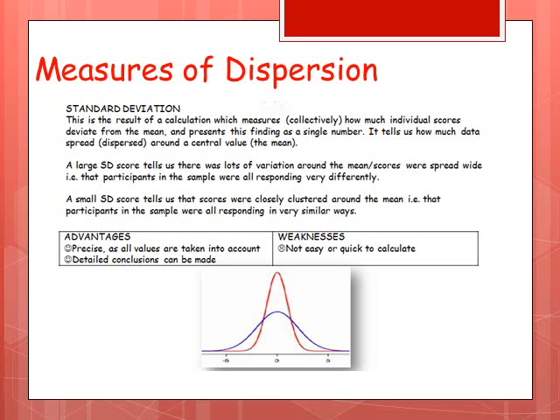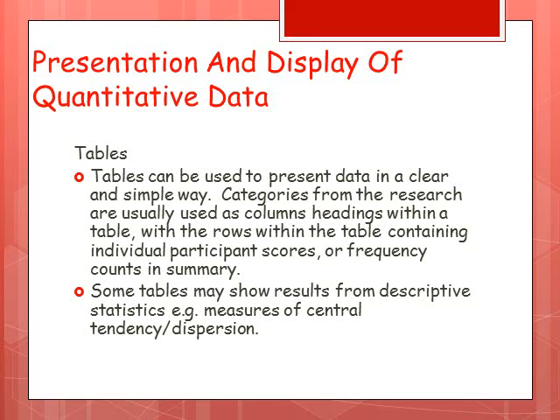A large standard deviation tells us there's a lot of variation, so the participants were responding very differently, whereas a small standard deviation tells us there is a small variation, so that the participants were responding in a very similar way. So this is precise as all values are taken into account. Detailed conclusions can be made, however it's not that easy to calculate, which may mean it is time consuming.